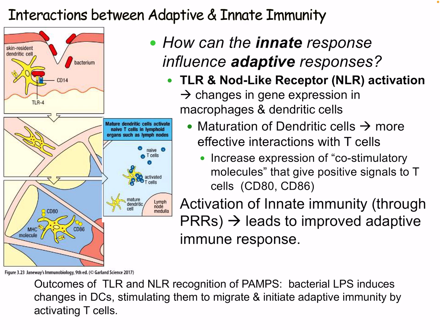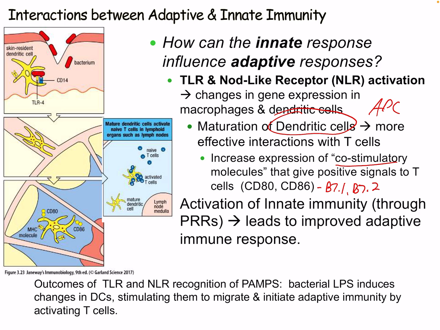We also have TLR and NOD-like receptor activation, which causes changes in gene expression in macrophages and dendritic cells. The maturation of these dendritic cells, which are the primary antigen-presenting cells, results in more effective interactions with T cells. This causes an increased expression of the co-stimulatory molecules that give positive signals to T cells. Again, we said this before, these are also called B7-1 and B7-2. But we'll talk about this later in B cell signaling and T cell signaling.